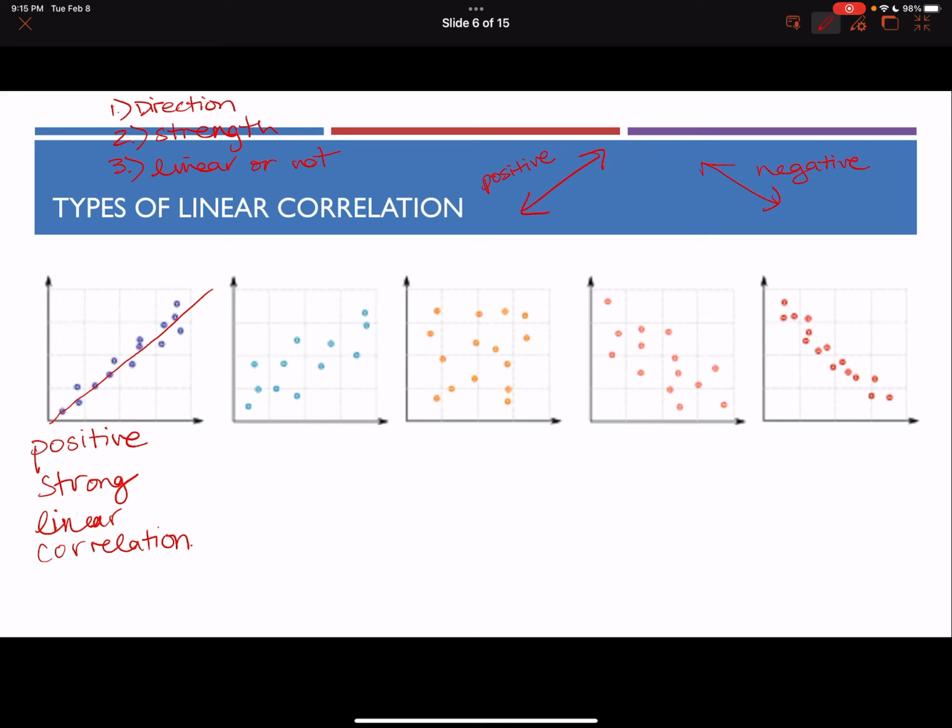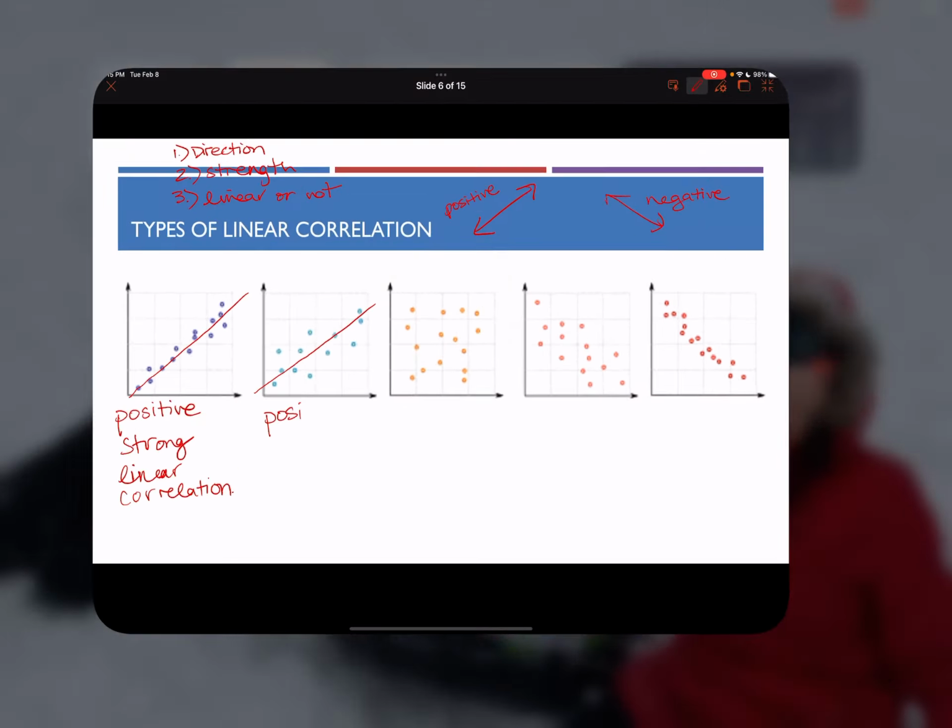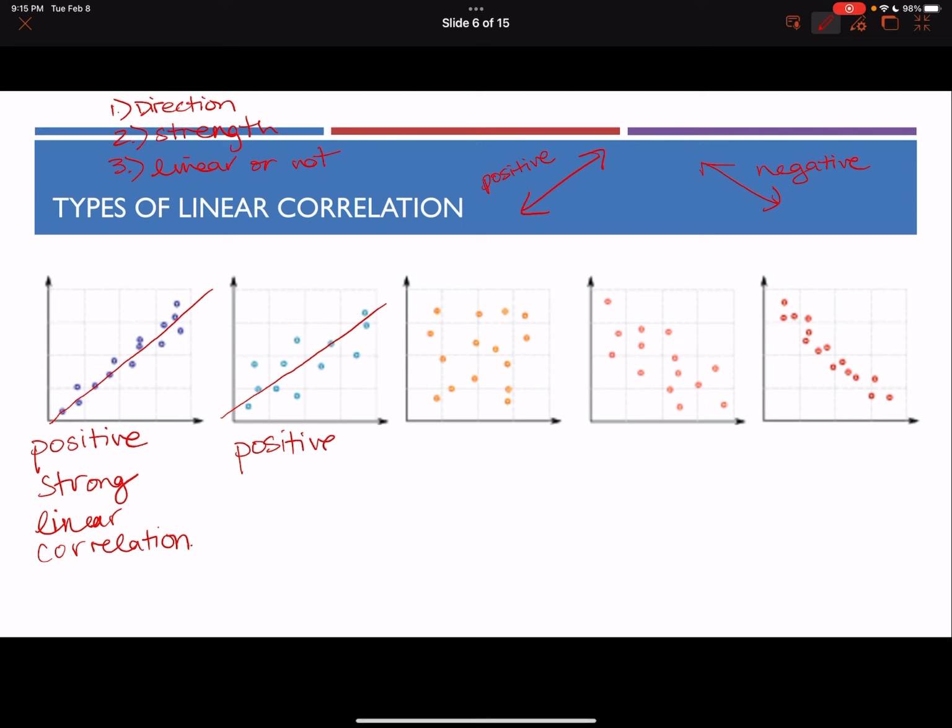If I look at the second graph, if I want to find the middle of the points, it goes like that, right? So again, the line that I just drew has a positive slope. But the points are a little bit further away from that line. So we're going to say it has a positive, moderate, but those points still follow a straight line pattern. So it's linear correlation.